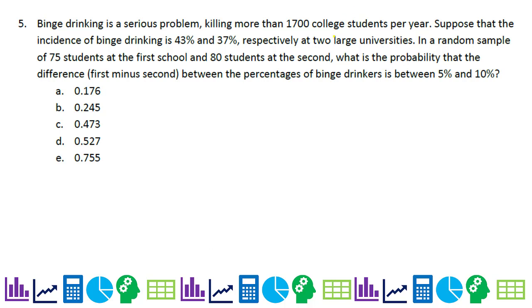So that's the thing to keep in mind. They do say these universities are large. That will be important later. In a random sample of 75 students at the first school and 80 students at the second, what is the probability that the difference, first minus second, between the percentages of binge drinkers is between 5% and 10%?